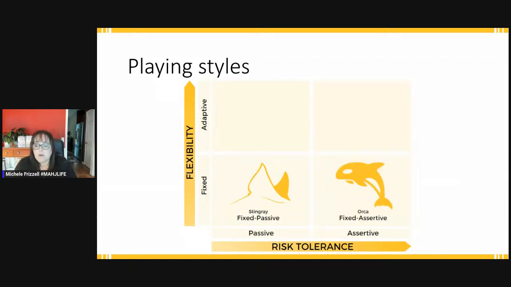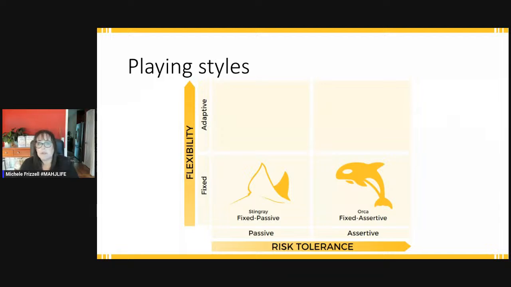Then we have what I'm going to call an orca. This is a player who has a fixed assertive style of play. So they may pick a hand at the beginning, but they're going to be a little more assertive when it comes to claiming discards.